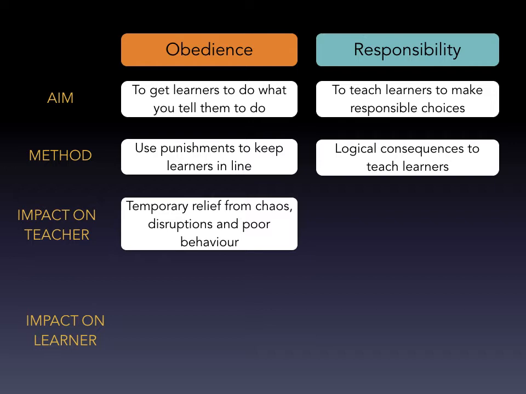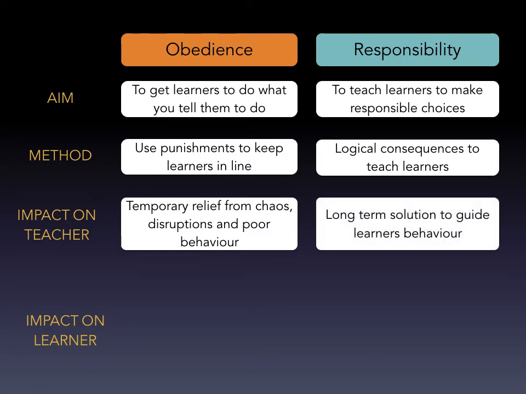The impact for the teacher in the obedience model is that it provides temporary relief from chaos, disruptions, and poor behavior. And sometimes in the heat of the moment, it is a quick fix. While in the responsibility model, you get a more long-term solution. So instead of having to constantly reprimand or get learners to obey your discipline rules, in the responsibility model, learners learn to make the appropriate choices themselves.